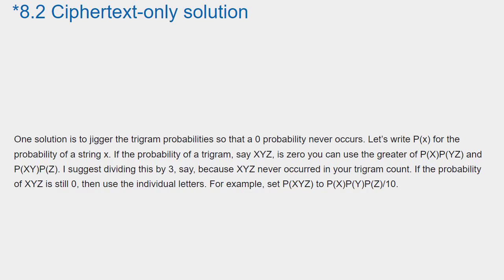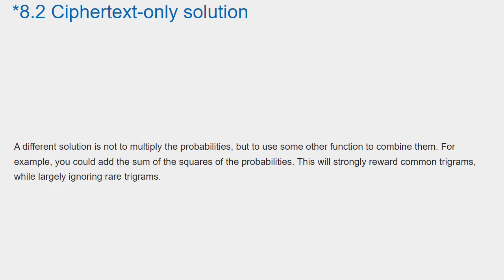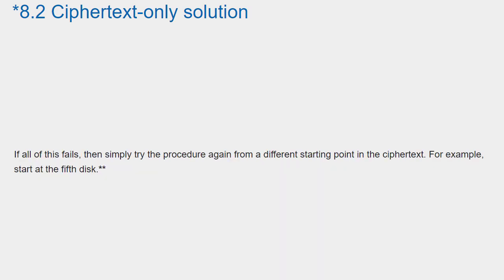A different solution is not to multiply the probabilities, but to use some other function to combine them. For example, you could add the sum of the squares of the probabilities. This will strongly reward common trigrams, while largely ignoring rare trigrams. If all of this fails, then simply try the procedure again from a different starting point in the ciphertext. For example, start at the 5th disk.